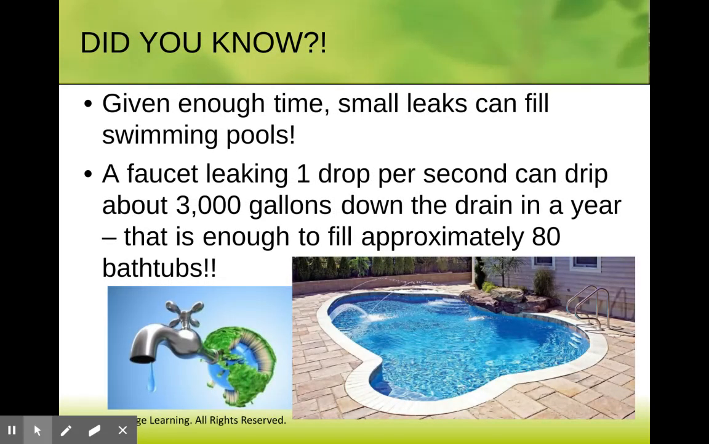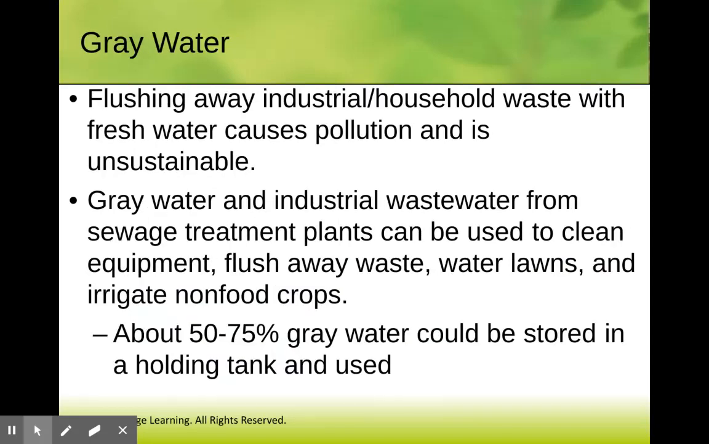Why do we need to fix the small leaks? Well, a faucet leaking 1 drop per second can drip about 3,000 gallons down the drain in a year. So even water you're not even using, 3,000 gallons, okay? And this would be enough to fill about 80 bathtubs.